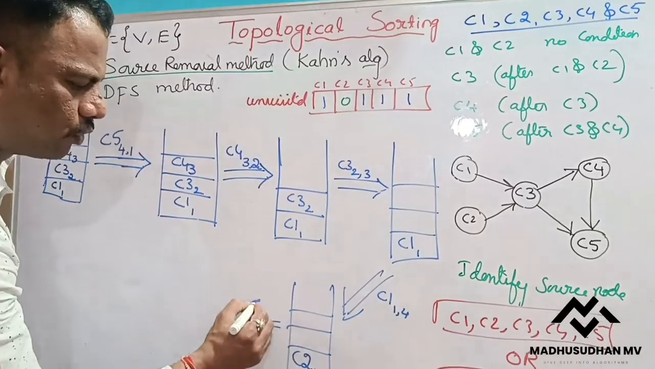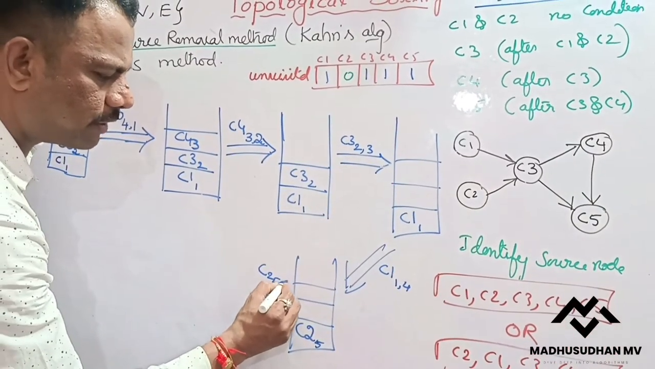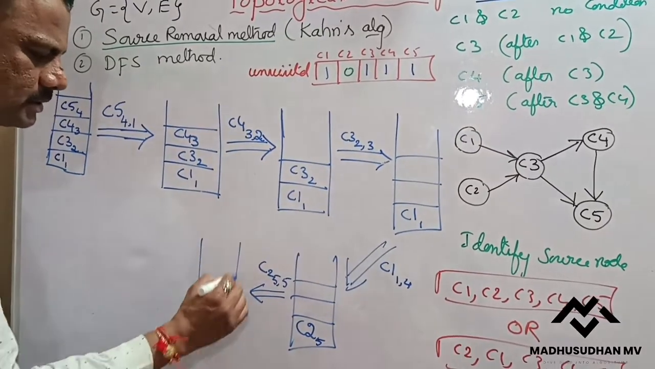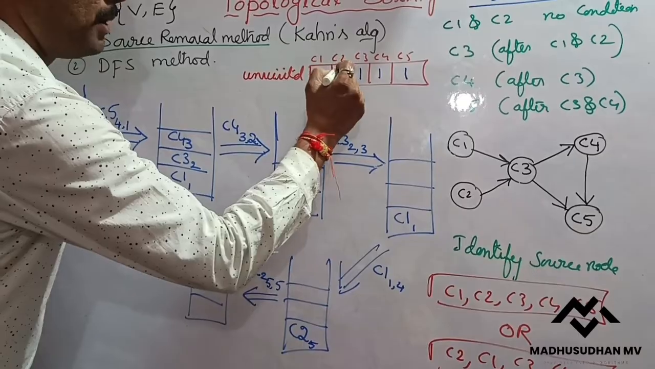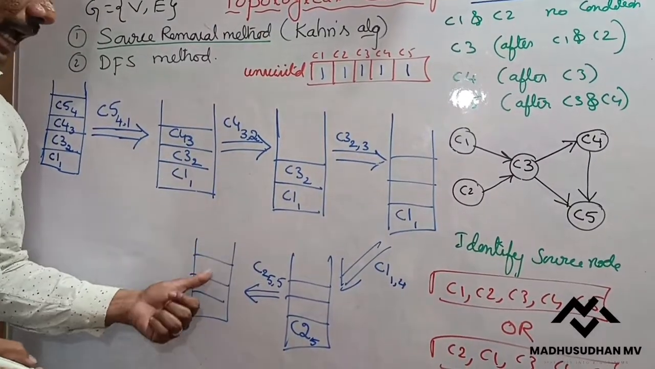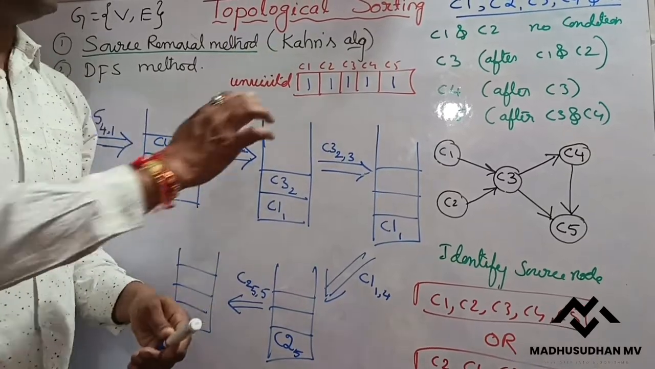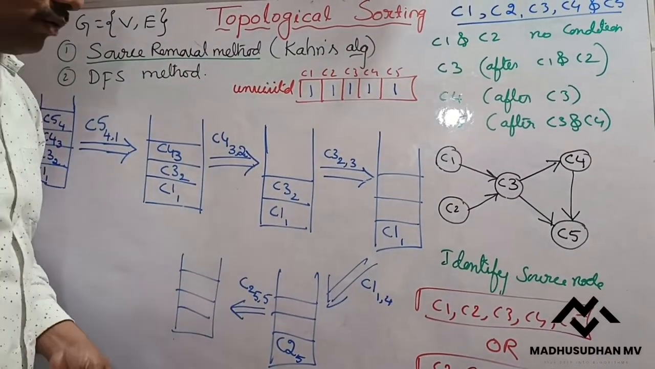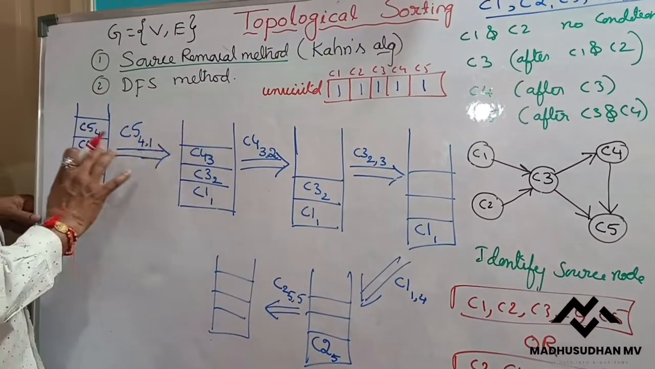So if I remove course 2, this is the fifth one I pushed and the fifth one I popped out. Now my stack becomes empty. Since course 2 is popped out, I'm marking it as one. Once the stack becomes empty, check whether all the vertices are visited. Yes, all are visited.